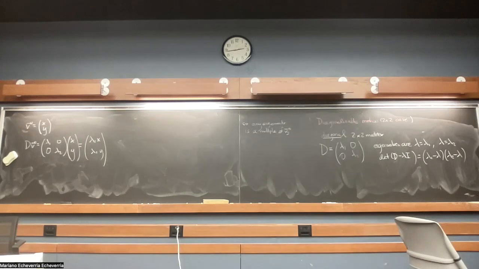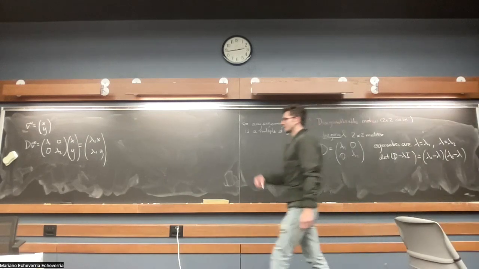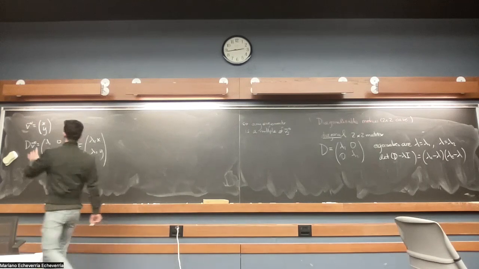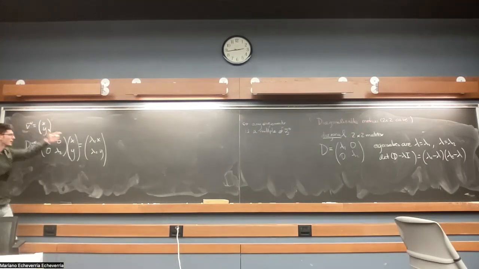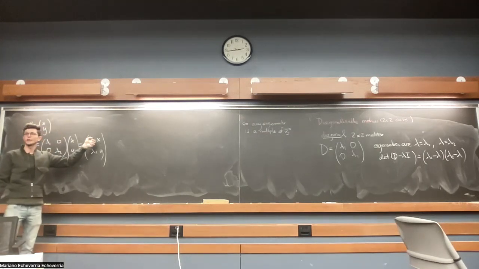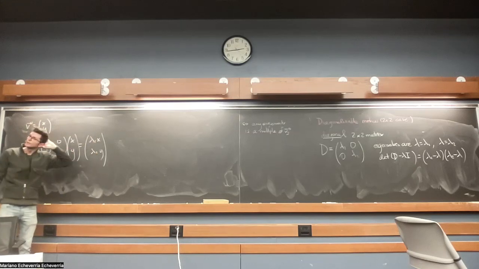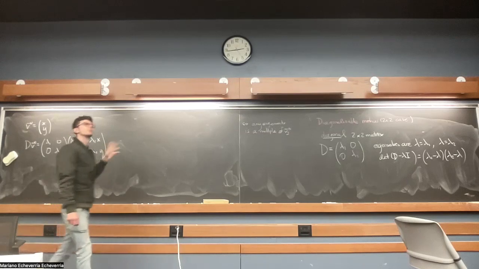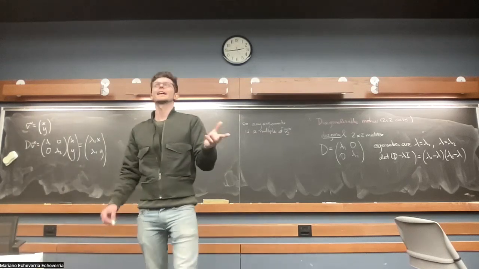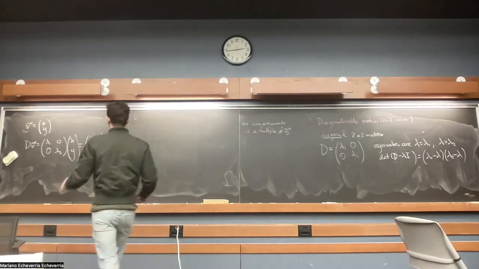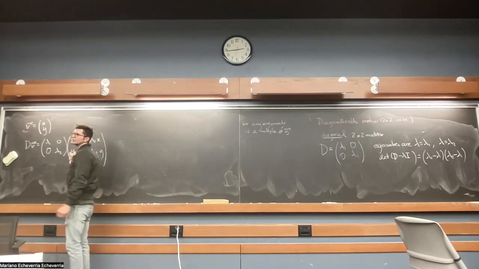So what does a diagonal matrix do to a vector? It just takes the first entry and rescales it by an amount lambda 1, and it takes the second entry and rescales it by an amount lambda 2. What could happen is that these entries along the diagonal don't need to be the same, right?